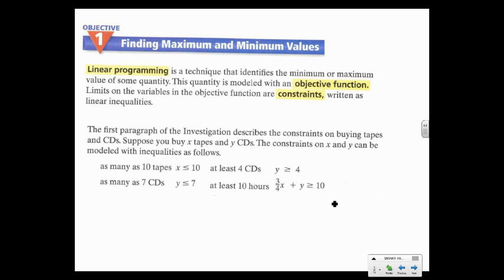All right, so the first paragraph of the investigation describes the constraints, right? So these are constraints. We've got to be less than 10. We've got to be less than 7. We've got to be greater than or equal to 4. All right, so we have all these inequalities, and we got the last one, right? We can only have so many. And then our objective function would be within those constraints, buy as many CDs and tapes as we can. All right, so we want to maximize our enjoyment within those constraints.